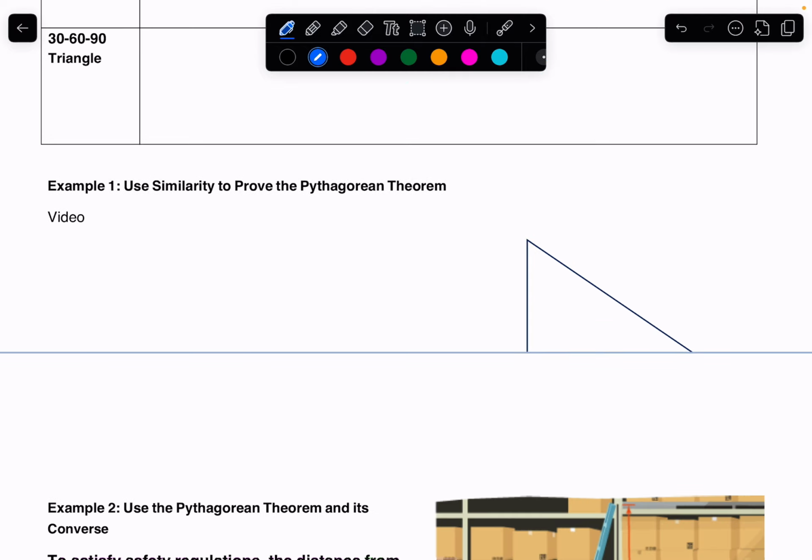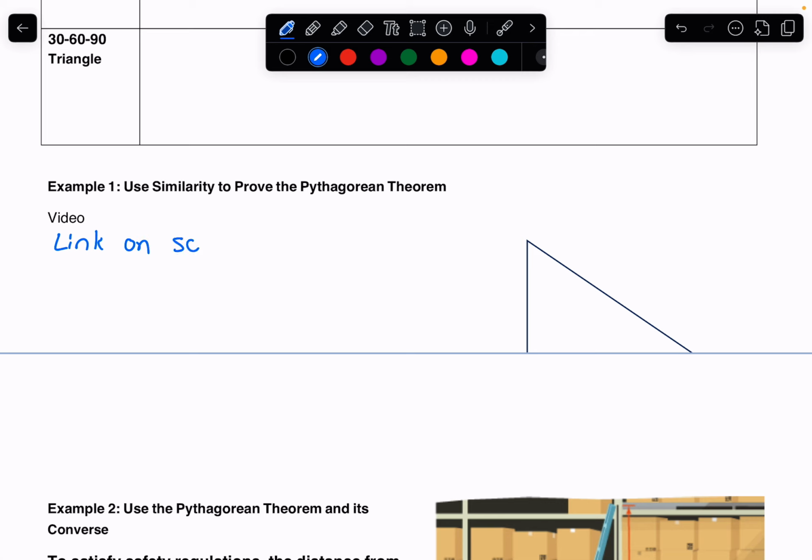Example 1 is a video from Savas, so I'm going to put this one in. I'll link it somewhere, or I'll show it to you all together in class. So we'll say link on Schoology for now, or I'll show it to you in class. So nothing we need to think about right now, because there are lots of ways to prove the Pythagorean theorem. This is just one of them, using altitude and hypotenuse theorems, actually.